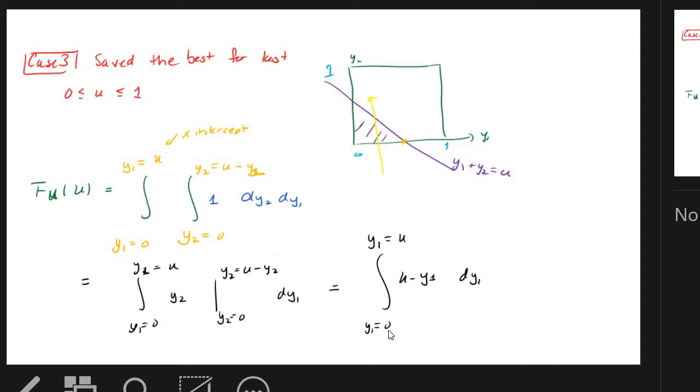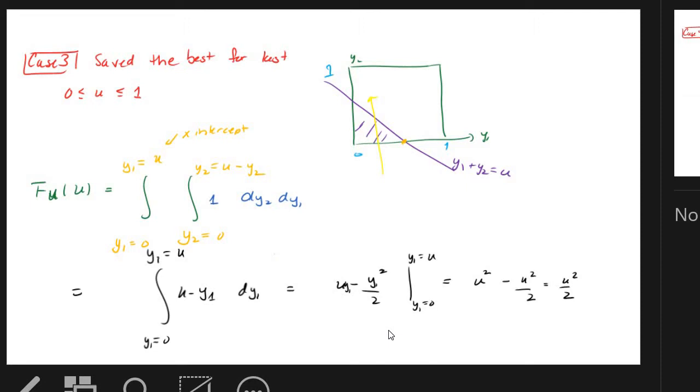u minus y1. I actually had u minus y2 because the book had something like that. I was looking in there once in a while, and I thought, wait a minute, they're doing it different than I am. So I'm just going to leave it alone. So that's u minus y1. It cannot be y2 because the limits are y2. So you do the integration, and it comes out to be u squared over 2.